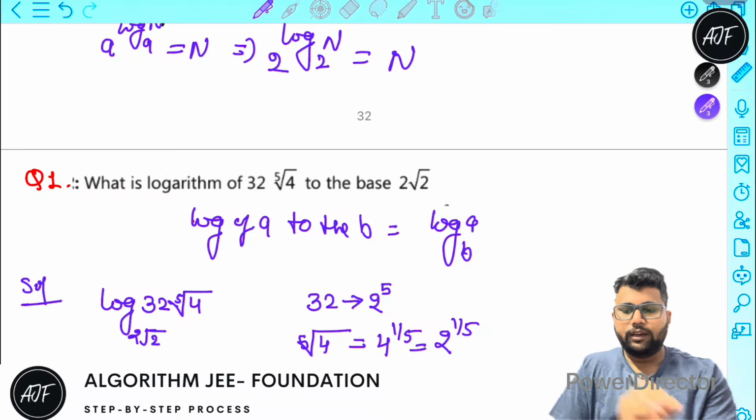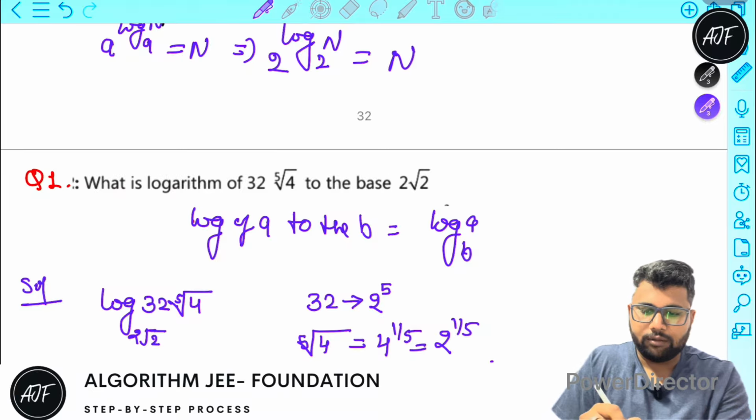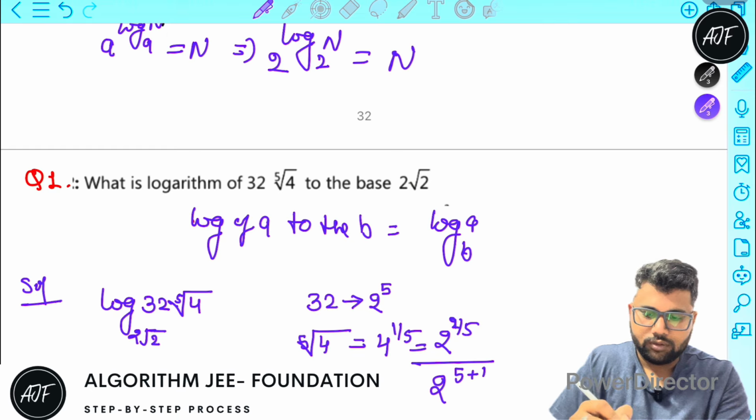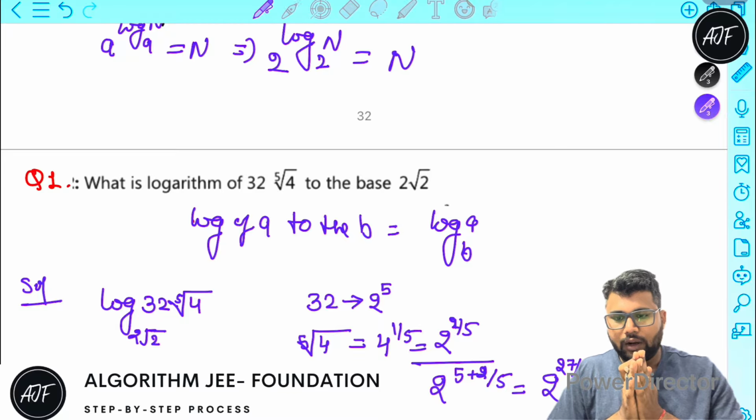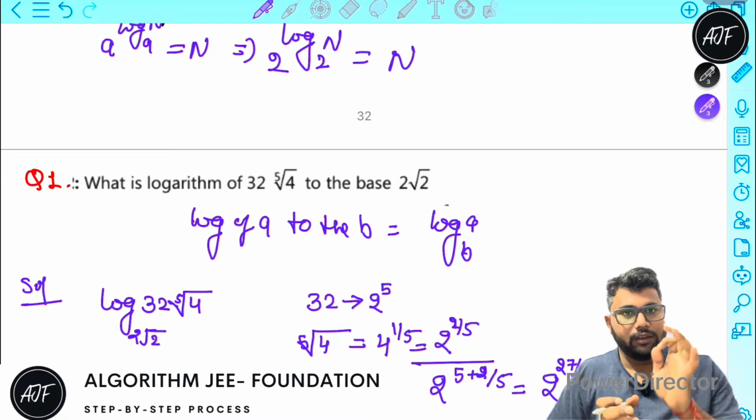Okay, after this both are multiplication, so the 8 becomes 2 power 3, so the power is 2 power 3 plus 2 by 5 plus 1 by 5. So the power converts to 2 power 27 by 5. So 2 power 27 by 5 is your log value. Okay, after that the base also has to be converted.